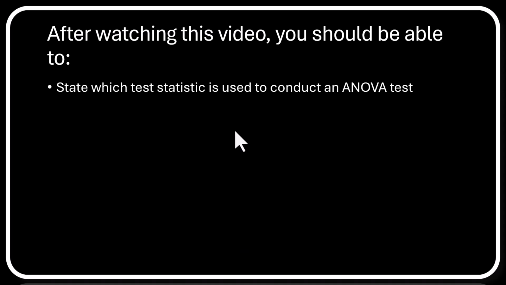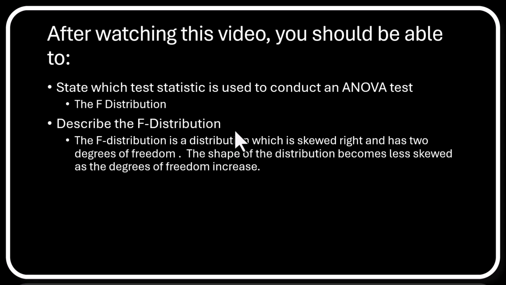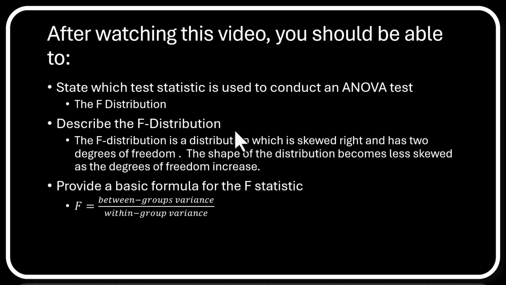So now that you've watched this video, you should be able to state which test statistic is used to conduct an ANOVA test. Of course, as you all know, that's the F distribution. You should be able to describe the F distribution. You might recall it is a right skewed distribution, unlike the Z and the T distributions, which are symmetrical. And unlike the T distribution, which only has 1 degree of freedom, this distribution has 2 degrees of freedom. And remember that the shape of the distribution, just like in the T distribution, is going to become less strongly skewed as the degrees of freedom increase. And remember, the way the F statistic is calculated is to find the ratio of the between groups variance to the within groups variance.